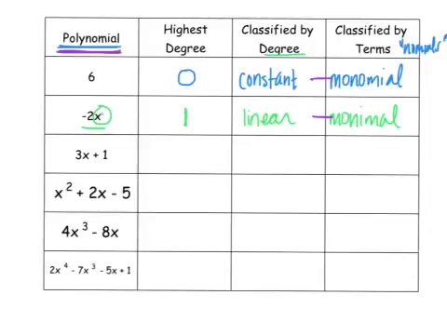Now what I would like you to do is go ahead and try to fill out the rest of this table on your own. Take a guess on classified by degree. We've talked about them before. We have linears, we have quadratics, we have cubics, and things like that. And see if you can figure it out. Come back and check your answers.